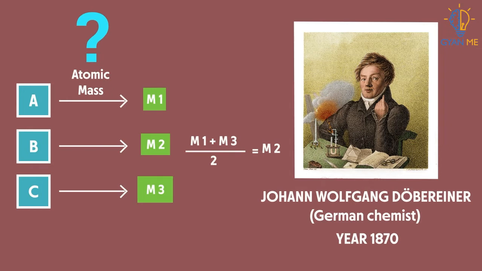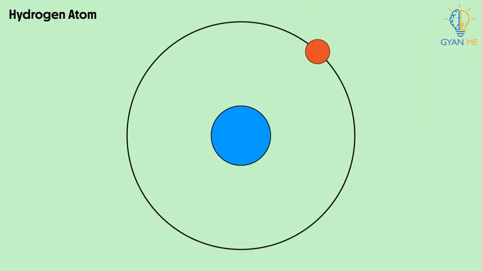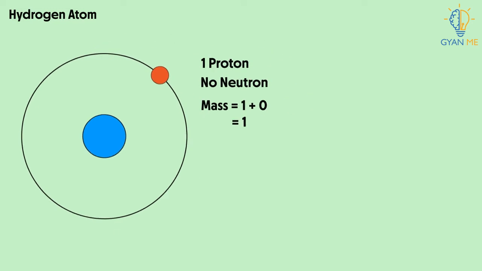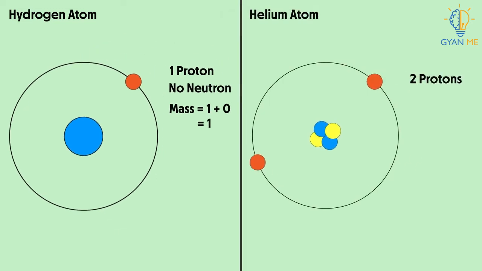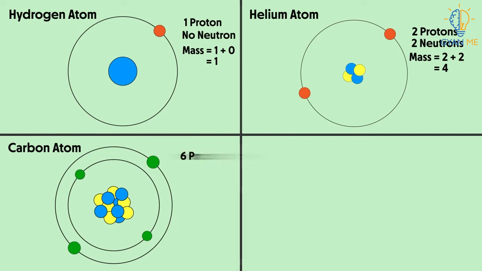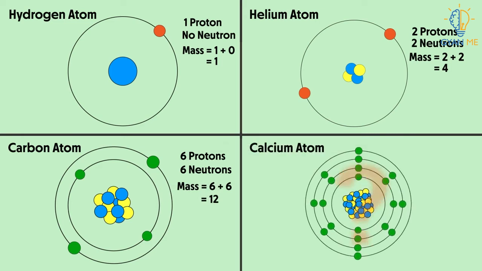Remember atomic mass? It is the sum of the numbers of protons and neutrons in the nucleus of an atom. So if we take a hydrogen atom, it has 1 proton and no neutrons. Thus its mass is 1. If we take a helium atom, it has 2 protons and 2 neutrons in the nucleus. So its mass is 4. Similarly, if we take carbon, it has 6 protons and 6 neutrons. Thus its mass will be 12. And for calcium, what will be its mass? Yes, it will be 40, since it has 20 protons and 20 neutrons.